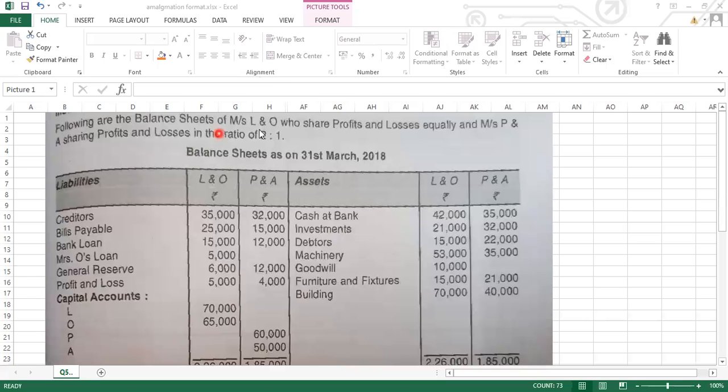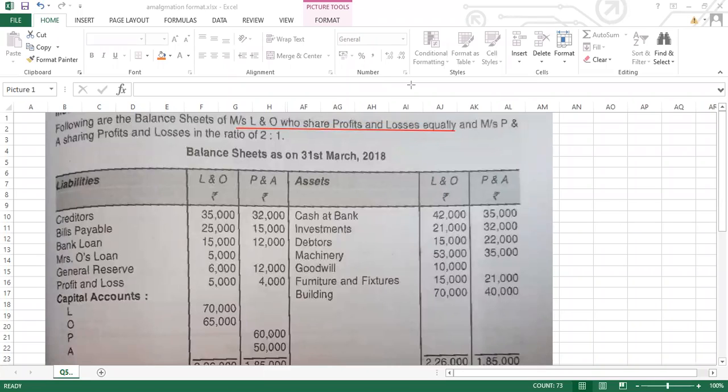Following are the balance sheets of Messrs L and O, who share profit and losses equally. See what it means: both the partners are sharing the profit and losses equally. Okay, fine. This information will help us to divide the profit as well as reserves equally among the partners.